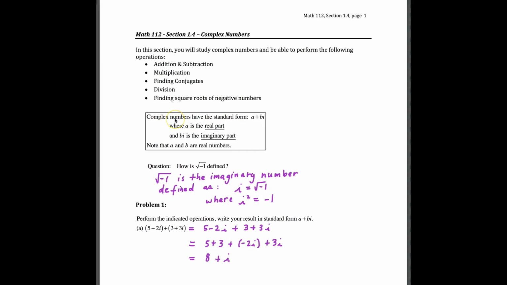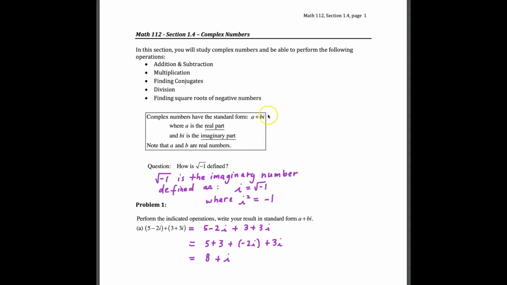Well, complex numbers can be defined as having this form. They look like a plus bi, where a is called the real part and bi is called the imaginary part. a and b are real numbers themselves.